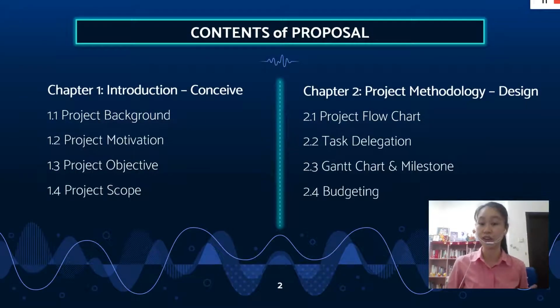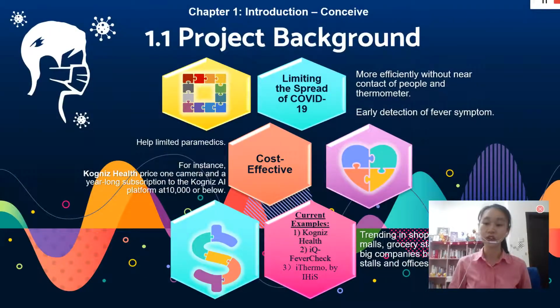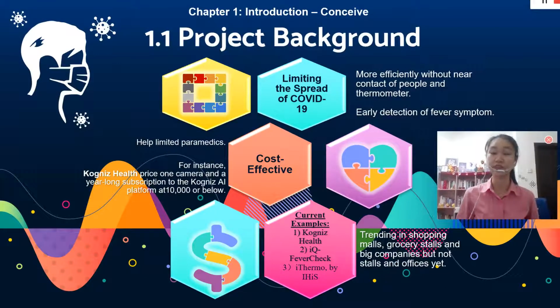We are going to separate it into chapter 1 of the introduction, which include the project background, motivation, objective, and scope. And also we have the chapter 2, which have the project methodology, which includes all of those design. And then there's the project flowchart, task delegation. I'm going to tell you about our Gantt chart and milestones, and then the budgeting. So we are going to start with the project background of the chapter 1.